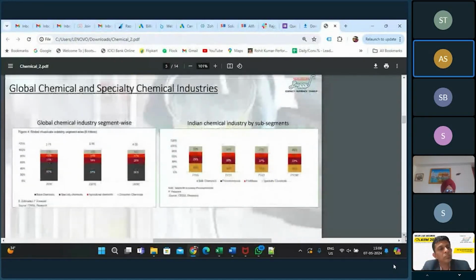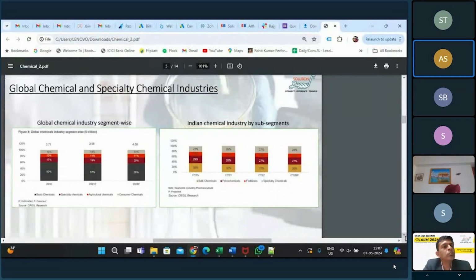This is a very interesting data that I wanted to show. On the left side is the global chemical industry segment-wise, as we discussed earlier: the basic chemicals, specialty, agricultural, and consumer. If you see the different segments over the past 8 to 10 years, the basic chemicals, agricultural, and consumer chemicals are almost stagnant or somewhat degrowing also. But specialty chemical has seen a growth from 17%, so it has seen a steady growth.